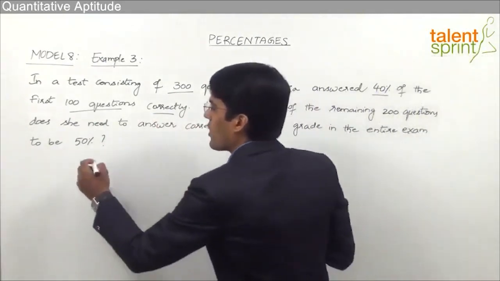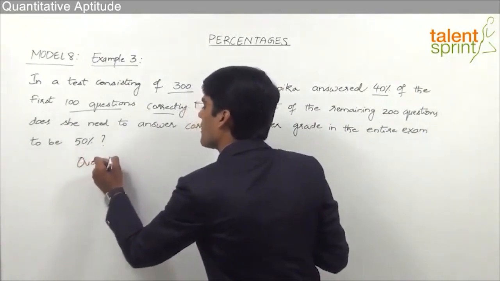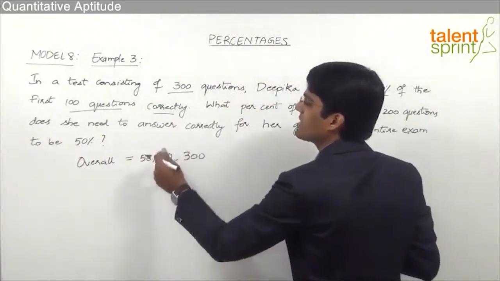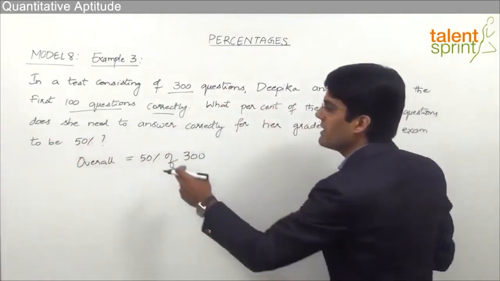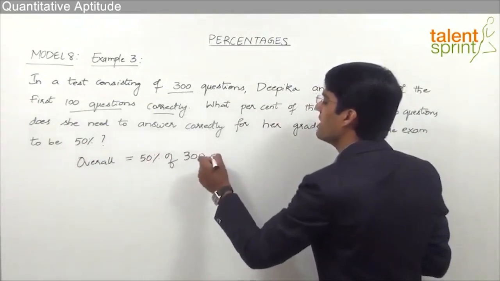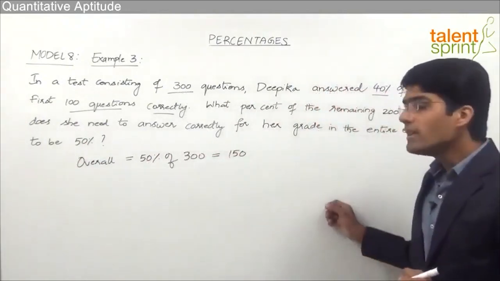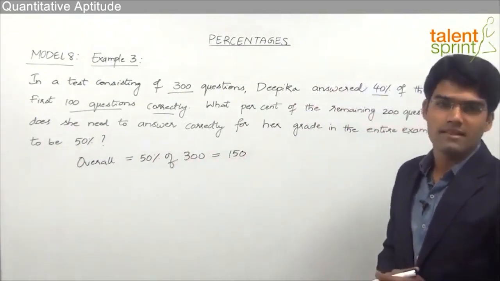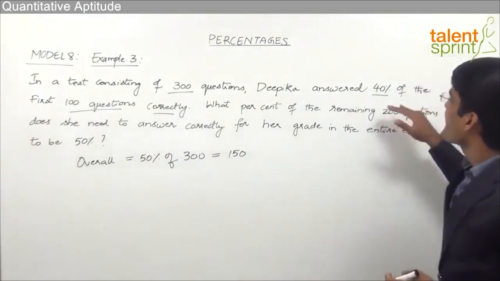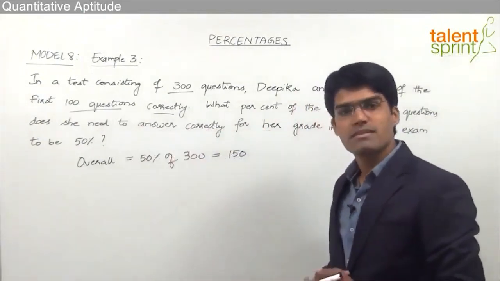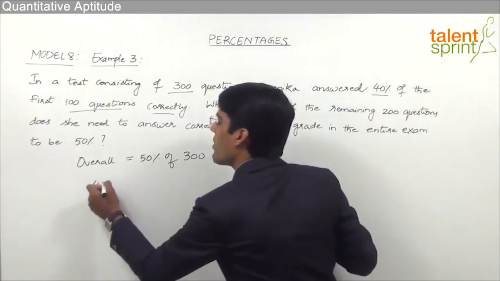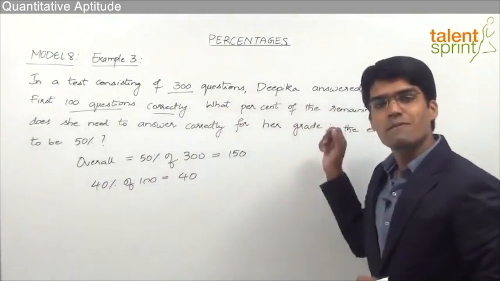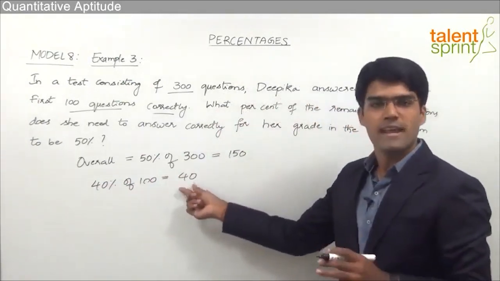Let us first understand what should be her overall performance. Overall, it should be 50% of the total number of questions, as it is given in the question that her overall grade should be 50%. So 50% of the total number of questions, 300, will be equal to 150. That means very clearly, Deepika should answer 150 questions correctly to get 50% as her grade in the exam. Now we know that she has answered 40% of the first 100 questions correctly. So 40% of 100 is nothing but 40. That means very clearly, out of first 100 questions, 40 questions have been answered correctly.